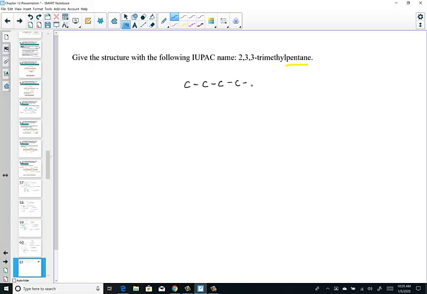There's 5 carbons in the backbone. 1, 2, 3, 4, 5. At carbon number 2, there's a methyl group. At carbon number 3, there happens to be 2 methyl groups. 2,3,3 trimethyl pentane. Now what does that look like?